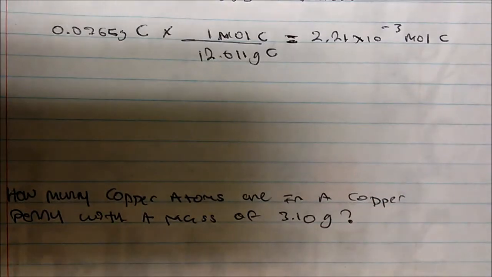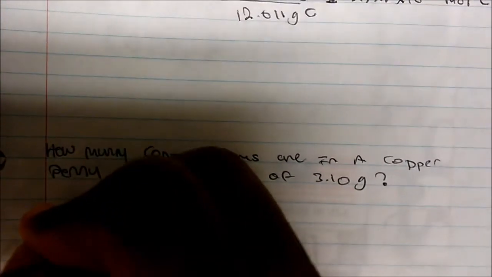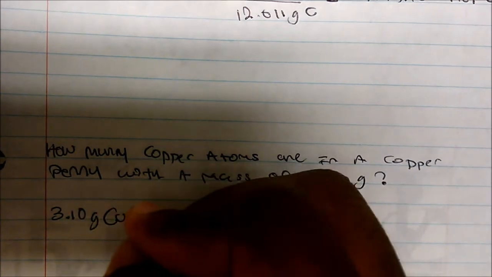Now, how do we calculate atoms? Okay, I have this question here that says, how many copper atoms are there in a copper penny with a mass of 3.1 grams? Well, again, start with what's given. That's what these problems are. So I'm given that I have 3.10 grams of copper, which is Cu, okay?